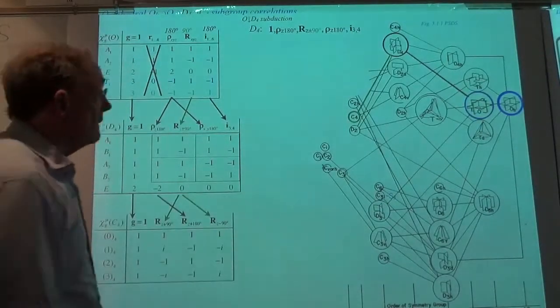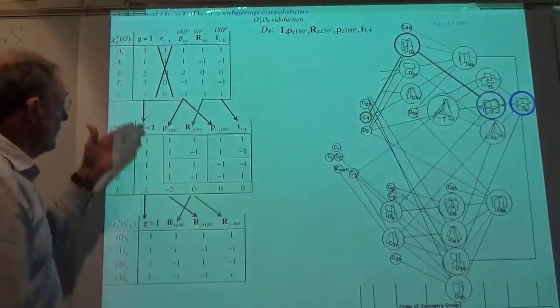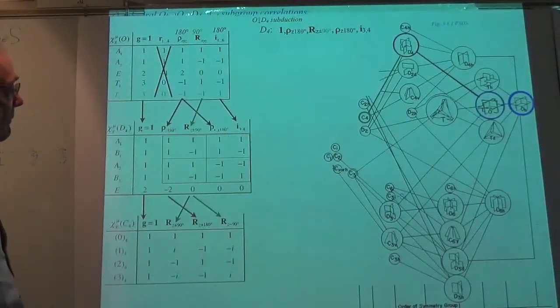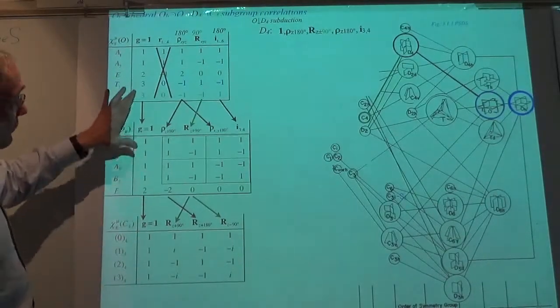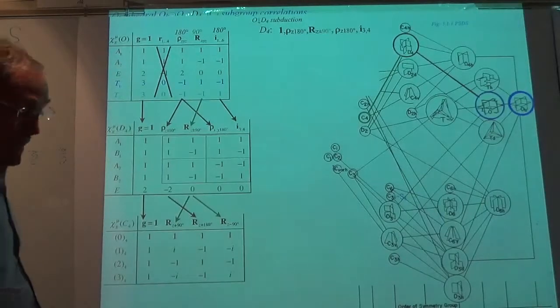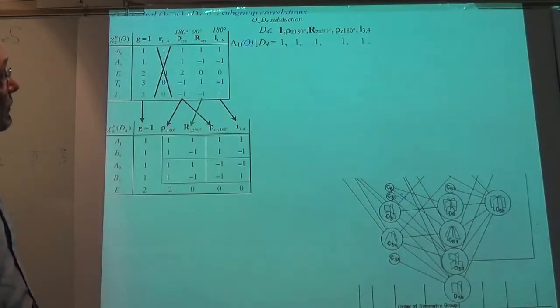And then finally, I'm going to go from D4 to C4. So here are three correlation problems. I should say three groups whose correlations are two pairs. And that's what I want to spend the time on. Let's do this one first.